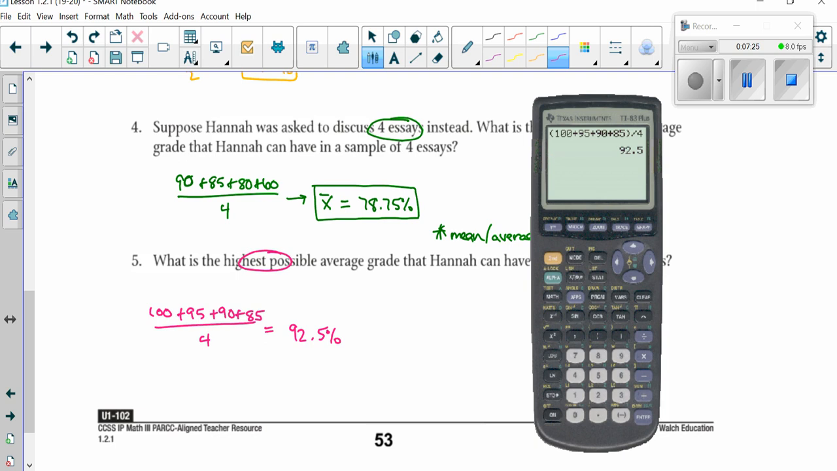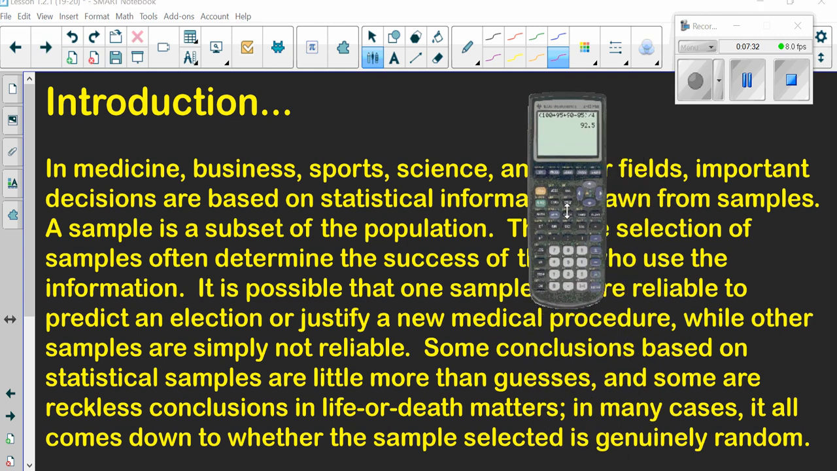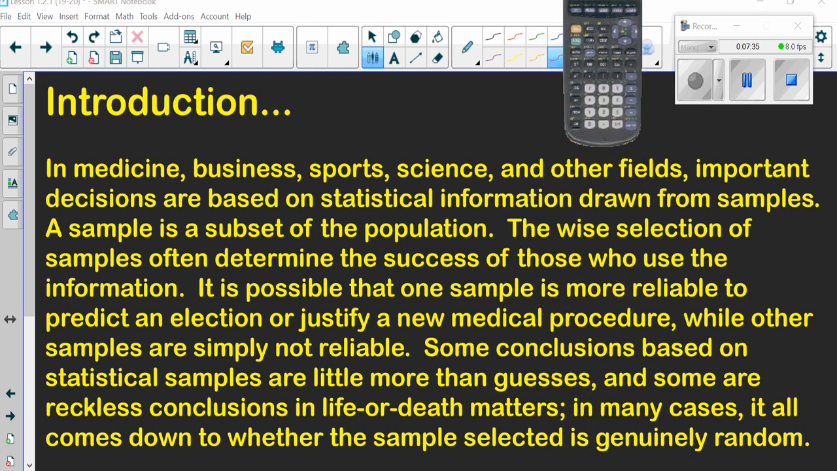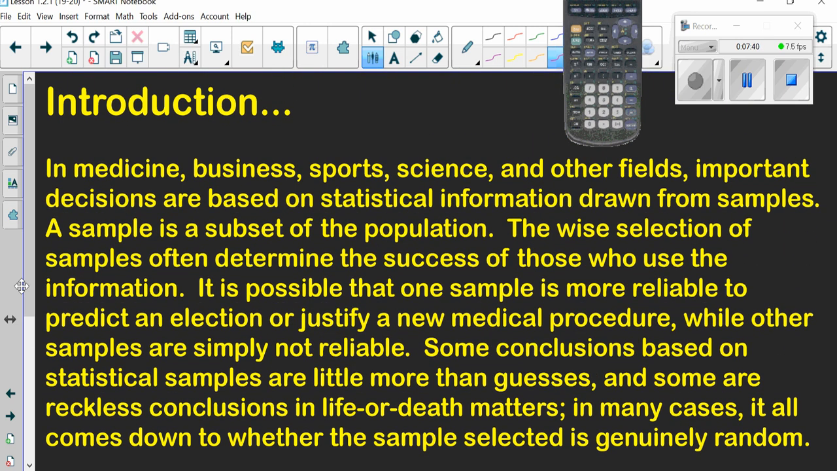All right, moving on. So that was a warm-up. That was just kind of to get us back to average, because that is going to come up today. Okay. Do not feel like you need to write this down, and actually don't write this down. It would be a waste of your time. I just want to read through this so you understand some of the idea of statistics. Feel free to pause too if you want to read it yourself. It says in medicine, business, sports, science, and other fields, important decisions are based on statistical information drawn from samples. A sample is a subset of the population. The wise selection of samples often determine the success of those who use the information.